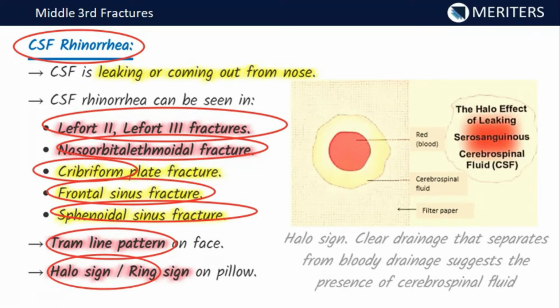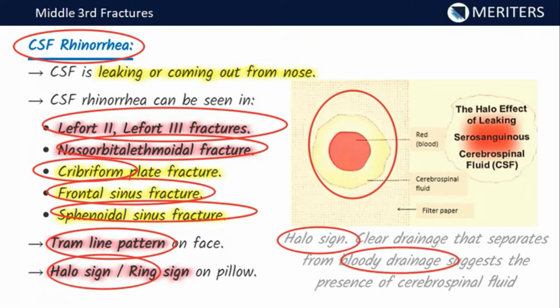So what is the halo sign? Basically when you see this figure, you will be able to appreciate there is red blood in the center and the clear cerebrospinal fluid in the periphery. So that forms a halo. The halo effect of the serosanguinous cerebrospinal fluid leaking is seen in this filter paper. That halo sign, the clear drainage that separates from the bloody drainage, suggests that cerebrospinal fluid is present along with the blood, and that shows that CSF rhinorrhea has taken place.